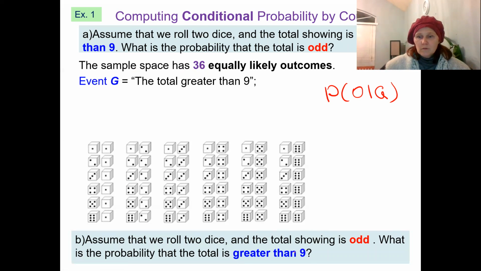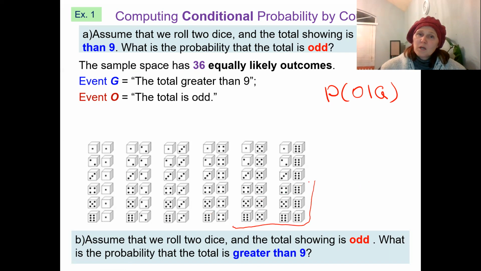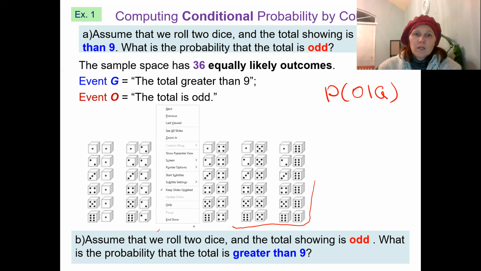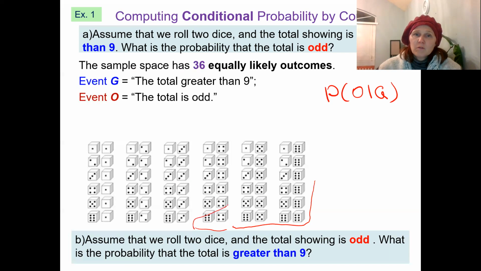We can show all the outcomes that satisfy this event. We have the same sum on the diagonal. So here is the diagonal with a total of 9, 3 and 6, 5 and 4, and so on. And we are interested in a total of 10, 11, and 12. These outcomes have total greater than 9. The second event is the total is odd.